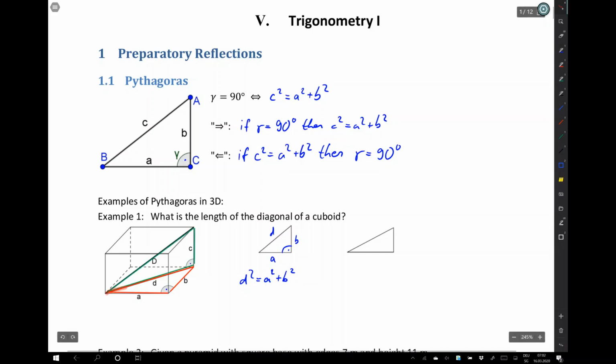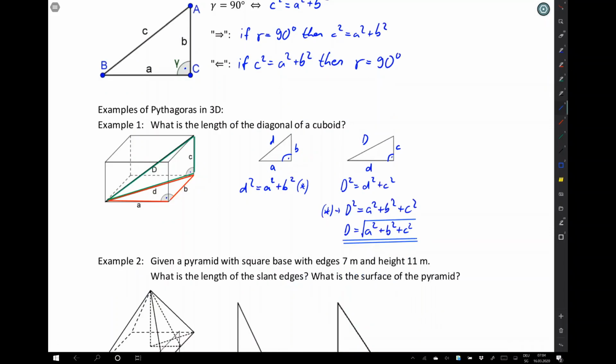Now let us look at this triangle with small d, small c, and capital D. It is again right angled. Again, the Pythagoras applies, so capital D squared is small d squared plus c squared. Calling the equation here on the left, d squared equals a squared plus b squared, star, we get by inserting the star into our upper equation, D squared equals a squared plus b squared plus c squared, or D equals the square root of a squared plus b squared plus c squared, which is the formula how to find the diagonal in space.